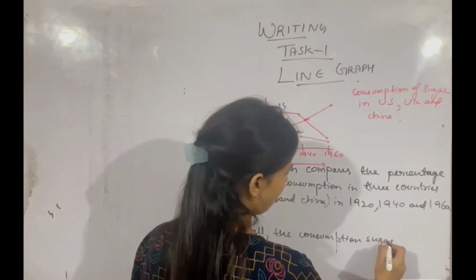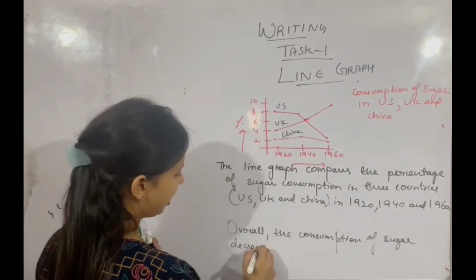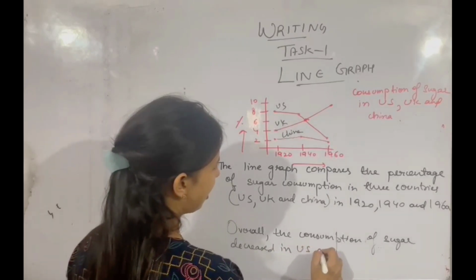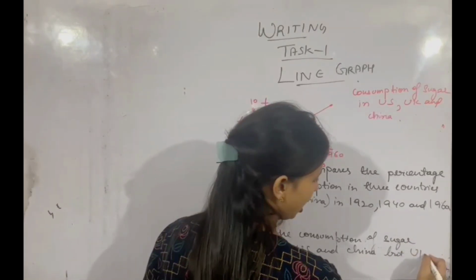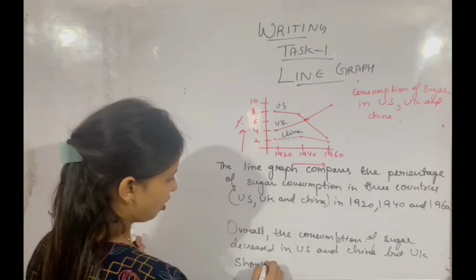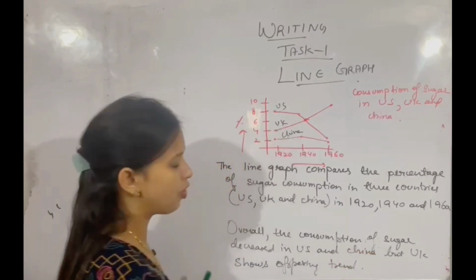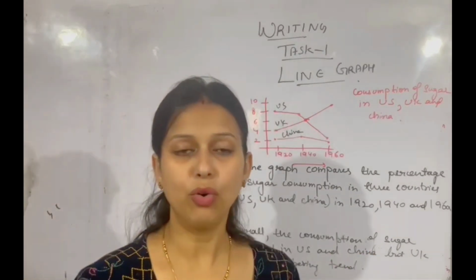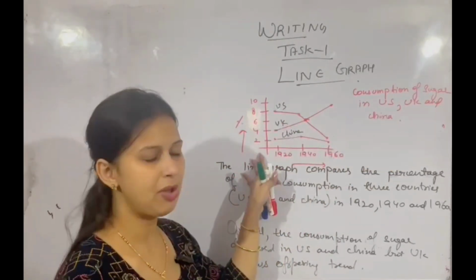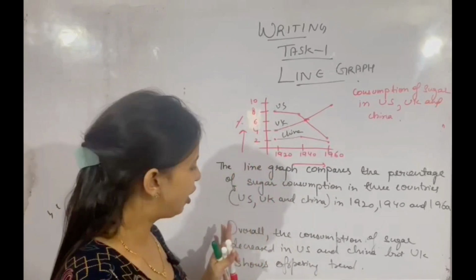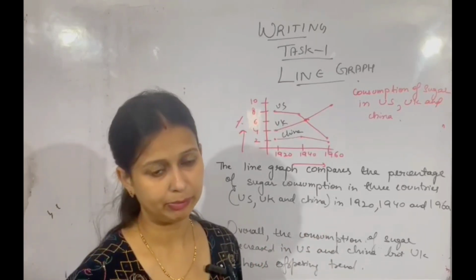The consumption of sugar decreased in the US and China, but the UK shows an opposing trend. So when you're talking about the intro and overall, in the intro you're just paraphrasing the question along with the things which are being given on the x-axis and y-axis. In overall, you're writing the trend, increasing or decreasing, or what is maximum.